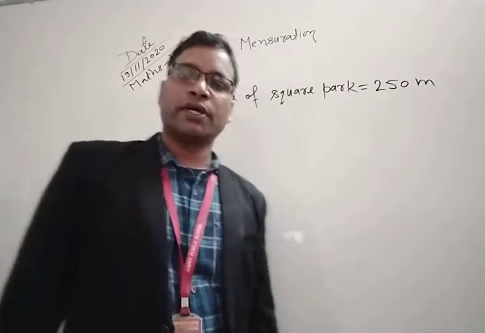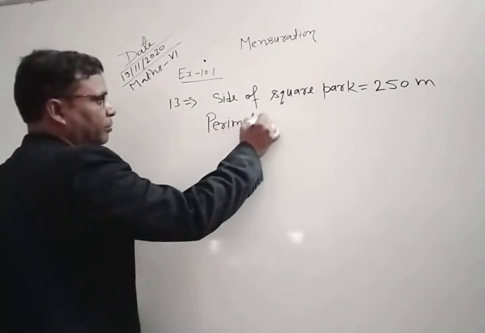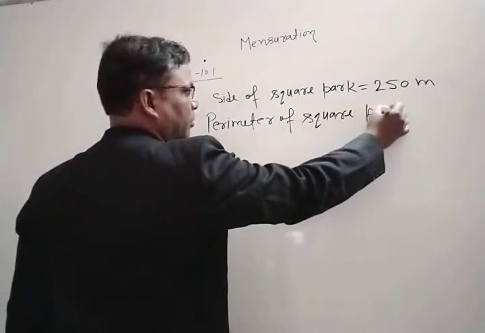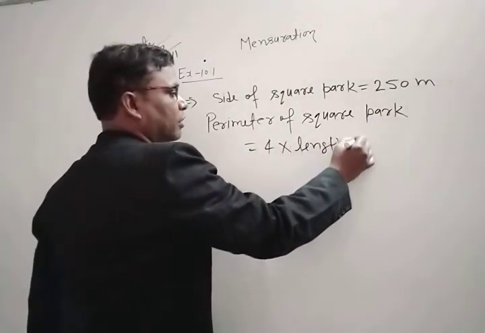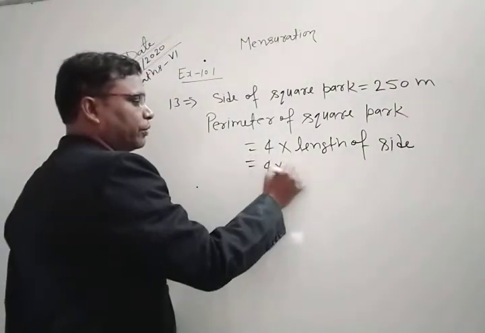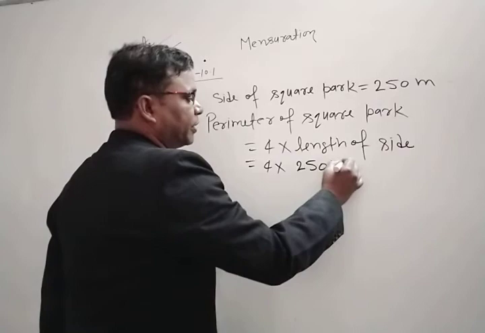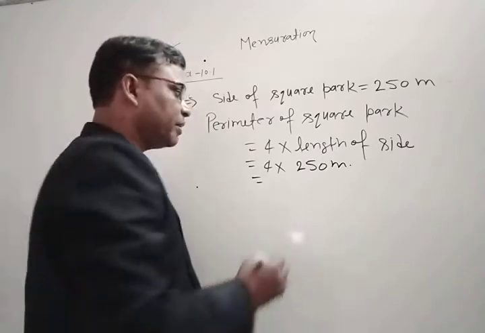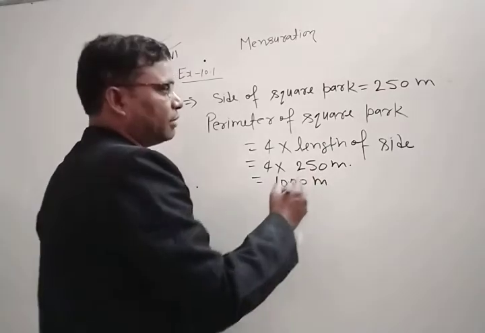Perimeter of the square park is equal to 4 into the length of side. Okay. So 4 into the length of side is given here. What is the length of side? 250 meters. When you multiply 250 by 4, then you obtain 1,000 meters. This is the perimeter of the square park.